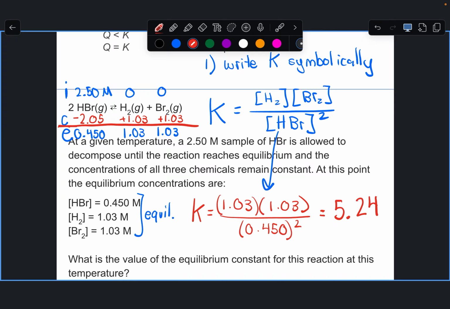So yes, the first step is always going to be write K symbolically. In most of the other problems, if they're not super straightforward, you're going to end up writing one of these ICE tables just to organize your information. Here, it's not really necessary, because as long as you acknowledge that this number, we don't actually use it in the calculation because it's not equilibrium. We only want these equilibrium amounts because it's asking us for the equilibrium constant. So really, to do this problem, we did not need to know the 2.5 molar. Interesting information, but not pertinent to the question.